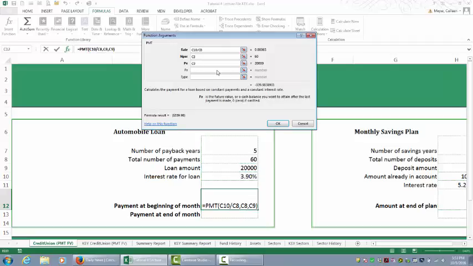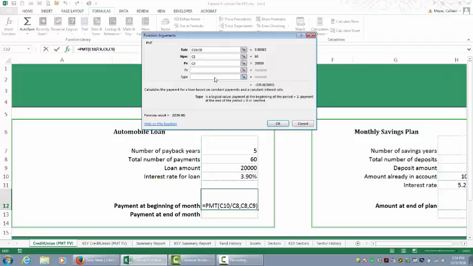Let me talk about the FV. FV stands for future value, or the balance of the loan after we've made all these payments. Now we're not going to type anything in this particular argument because obviously if we're making monthly payments on the loan, at the end or the life of the loan, we want the balance to be 0.